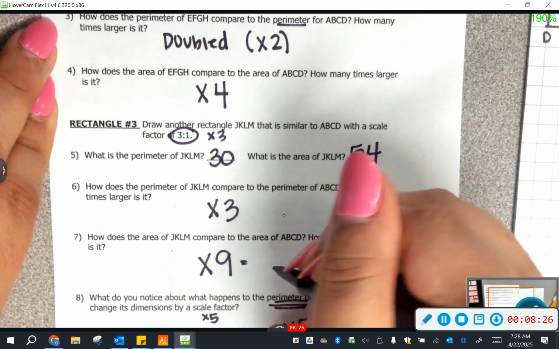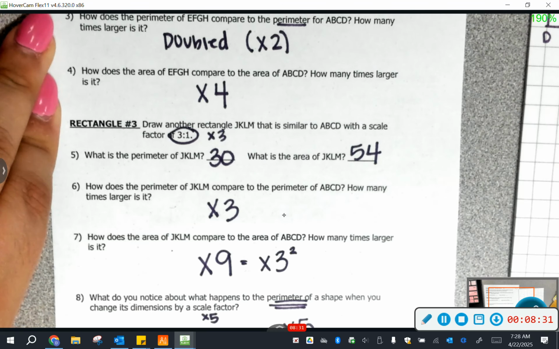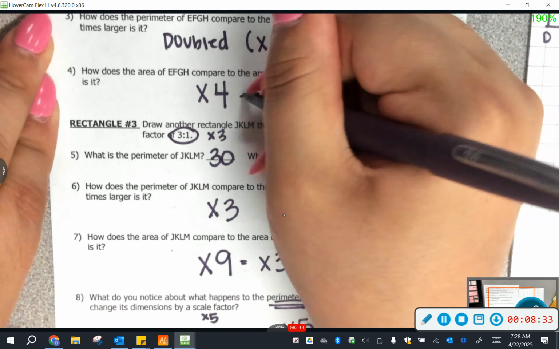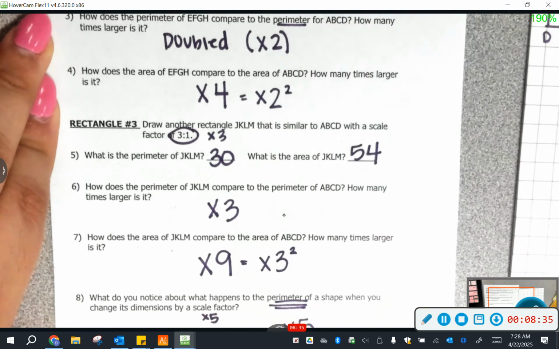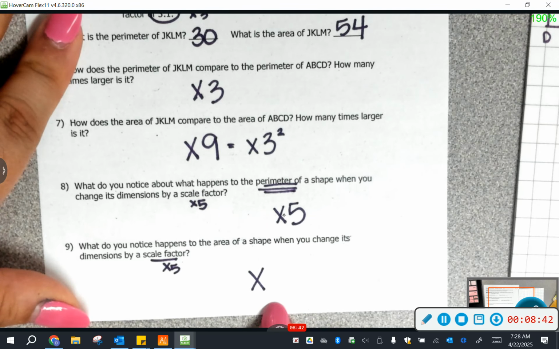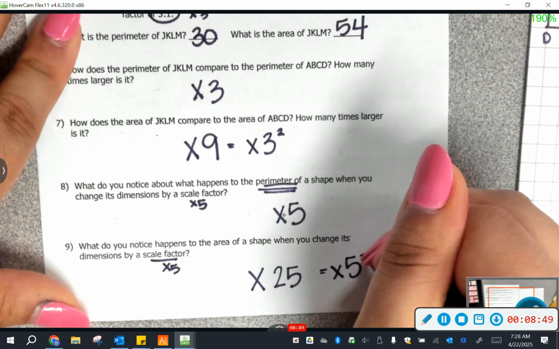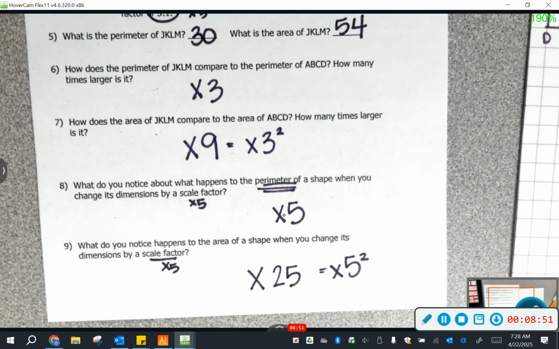Do you agree that 9 is 3 squared? Yeah. Do you agree that 4 is 2 squared? And so if my scale factor is 5, what would I multiply by? Why 25? Because that's 5 squared. For area, you are always going to multiply by that number squared. Why?